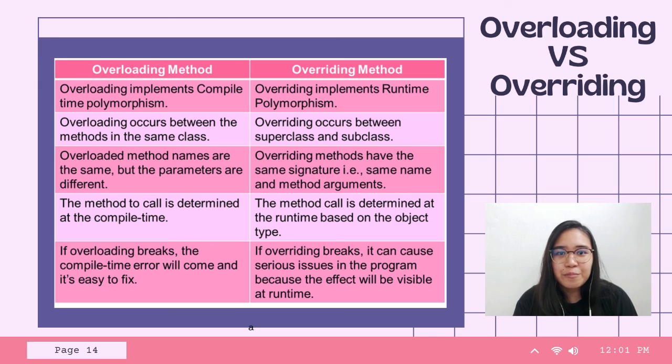Additionally, if method overloading breaks, the compile time error will come and it's easy to fix. But if method overriding breaks, it can cause serious issues in our program because the effect will be visible at runtime.